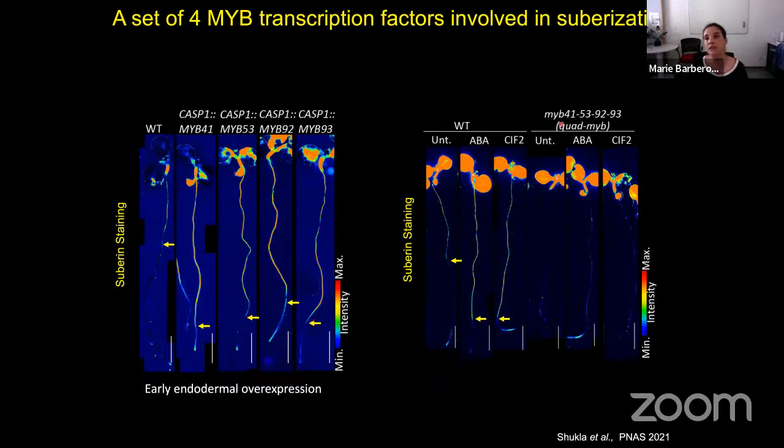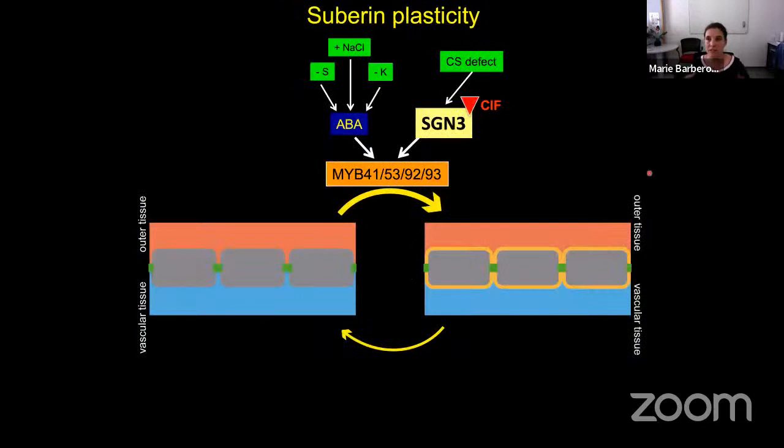And when we mutated the four of them together, we could see that we lose suberization in non-stress conditions, and most of the response to ABA and CIF is also lost. So now we have this framework where we have four transcription factors that are important to control suberization in response to ABA or the Schengen3 CIF signaling cascade.